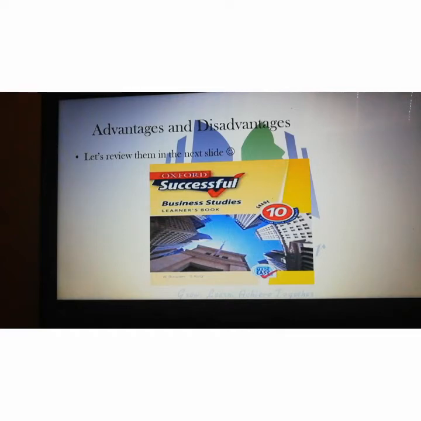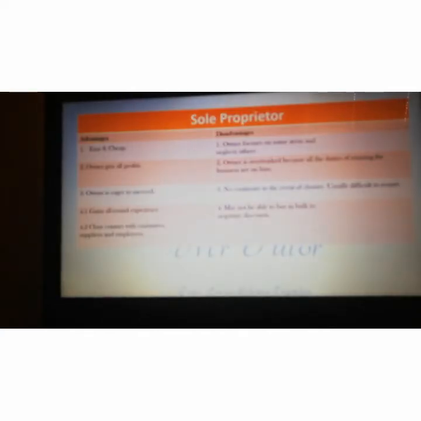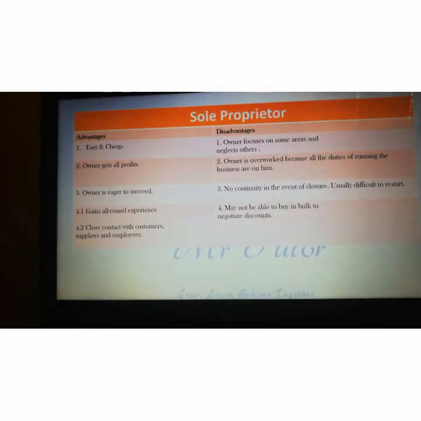We are going to tackle the advantages and disadvantages now. We tackled the different kinds of ownership and their characteristics and the differences between each one. Now we are going to tackle the advantages and disadvantages. We'll review them in the next slide. We are going to start with the first form of ownership, which is a sole proprietor. We are going to move from left to right, so we'll start with the advantages.